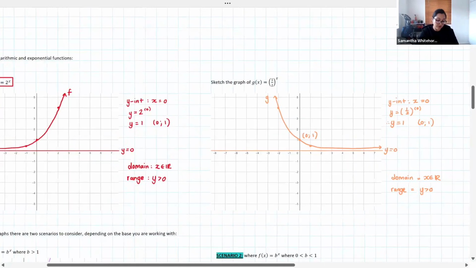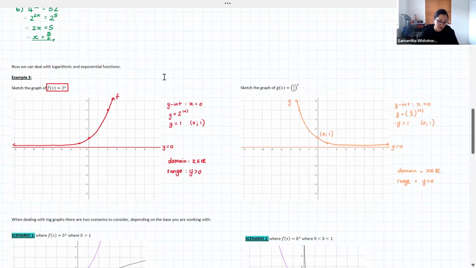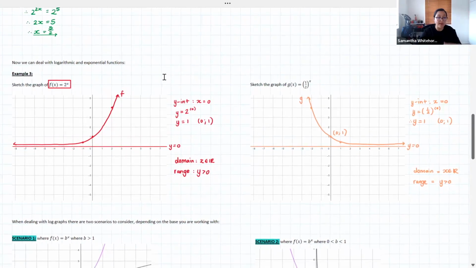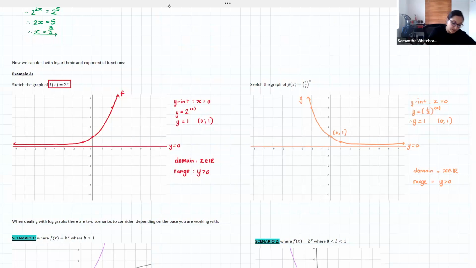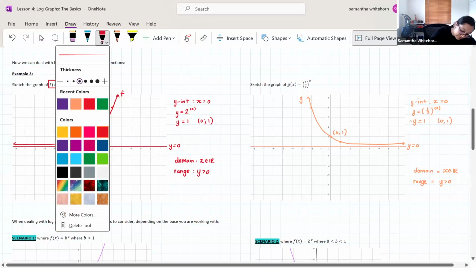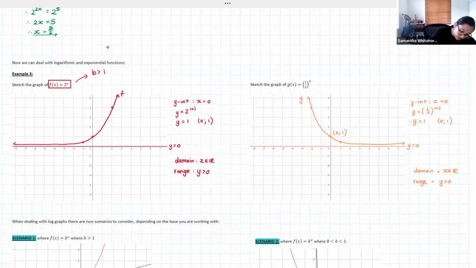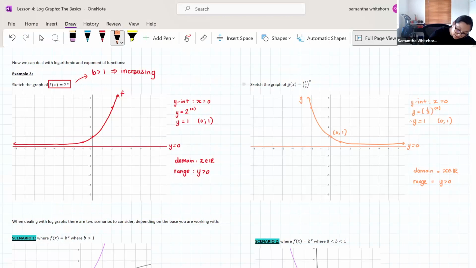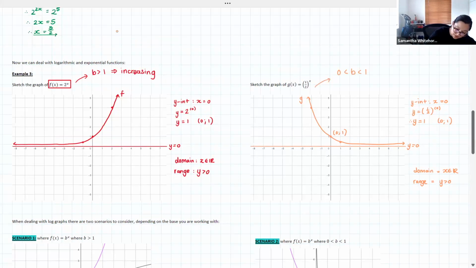So if you compare the two graphs that we've drawn, we have a scenario where your base is greater than 1, and so it's an increasing function. Again, this is all on that summary, but I'm just going to write it here just as a general thing. So if b is greater than 1, we have an increasing function. If our b value is a fraction, so b is between 0 and 1, what we have is a decreasing function.